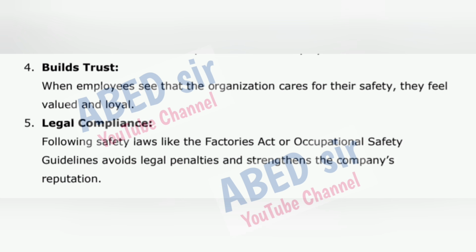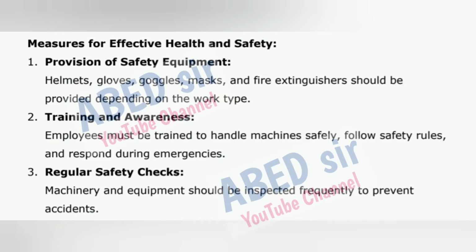5. Legal compliance. Following safety laws like the Factories Act or occupational safety guidelines avoids legal penalties and strengthens the company's reputation. Measures for effective health and safety. 1. Provision of safety equipment. Helmets, gloves, goggles, masks, and fire extinguishers should be provided depending on the work type. 2. Training and awareness. Employees must be trained to handle machines safely, follow safety rules, and respond during emergencies.